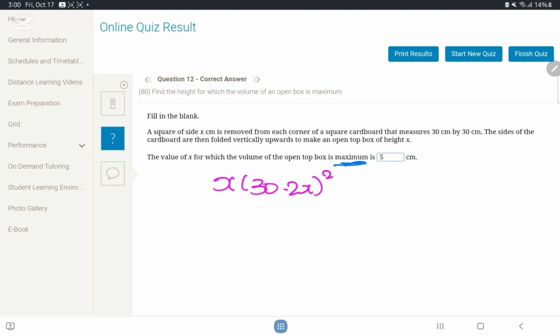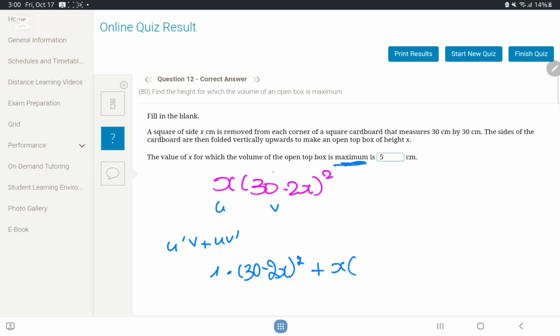So basically you use the product rule. This is u, this is v. So u prime v plus u v prime. What's the derivative of x? It's 1, multiplied by, copy this, (30 minus 2x) squared. Plus, not times, plus u, which in this case you keep the same.